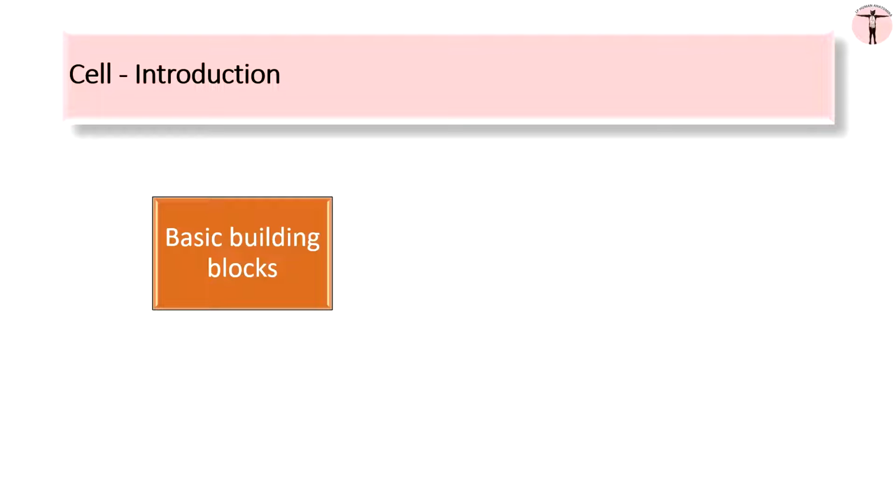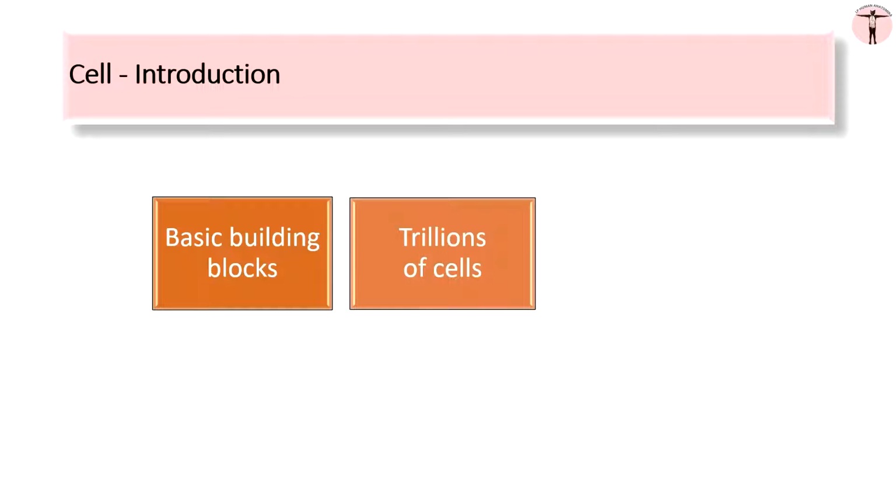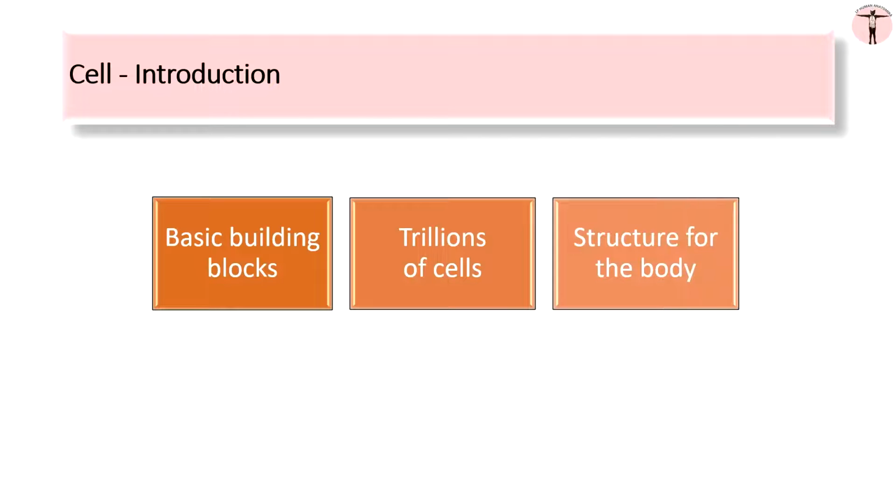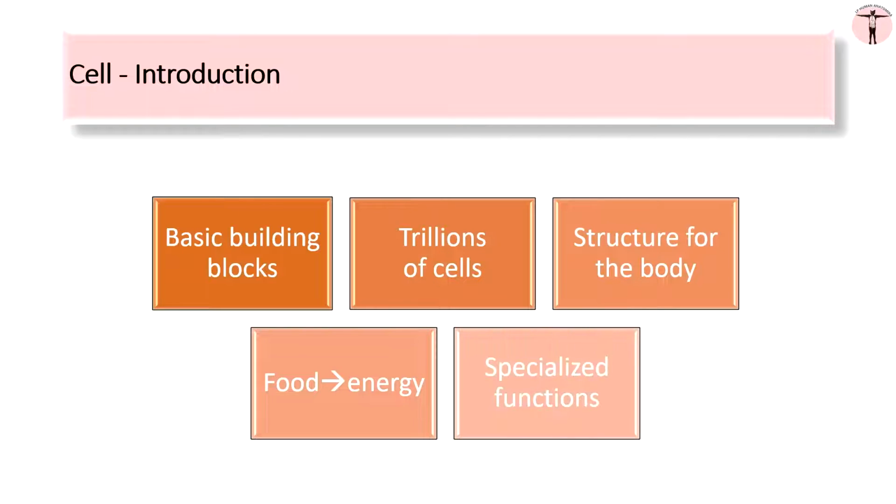Cells are the basic building blocks of all living things. The human body is composed of trillions of cells. They provide structure for the body, take in nutrients from food, and convert those nutrients into energy and carry out specialized functions. Our body starts its existence at fertilization from a single cell, the diploid zygote.